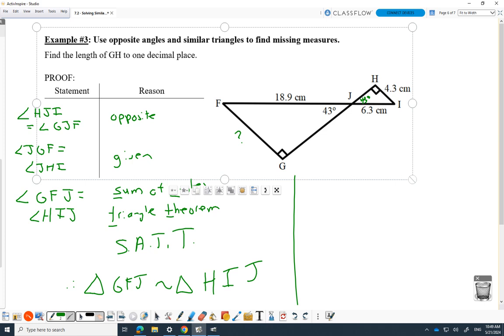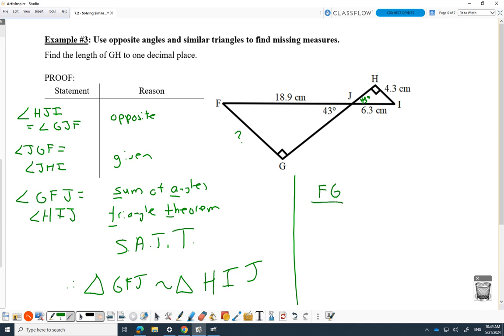Okay, ready? Okay, so FG over FG to IH, that ratio is the same as FJ over IJ. So, and I have some of these things. FG is a question mark, not upsetting at all, because that's the unknown. That's okay. IH I have 4.3. FJ I have 18.9 over 6.3.